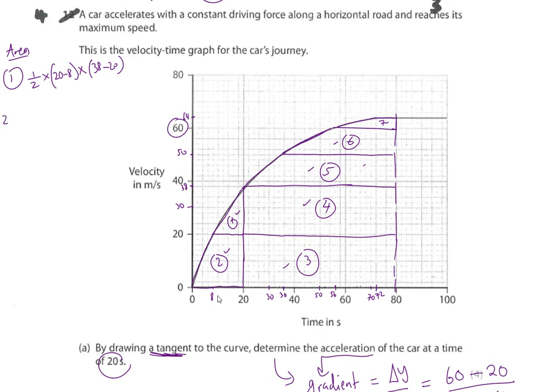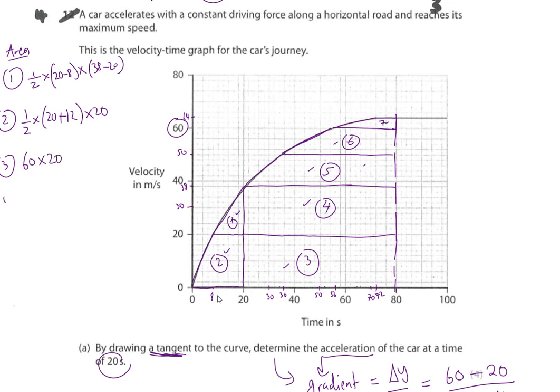And number two, what's number two? Number two would be a trapezium. Now trapezium, you guys know, is half times the base, where the parallel sides are going to be 20 plus 12. So we're going to have 12 times the height, which is 20. Okay, so number three, where's number three? Number three is just a rectangle, a big rectangle there. So you get from 20 all the way to 80. So that's 60 times the height, which is 20.